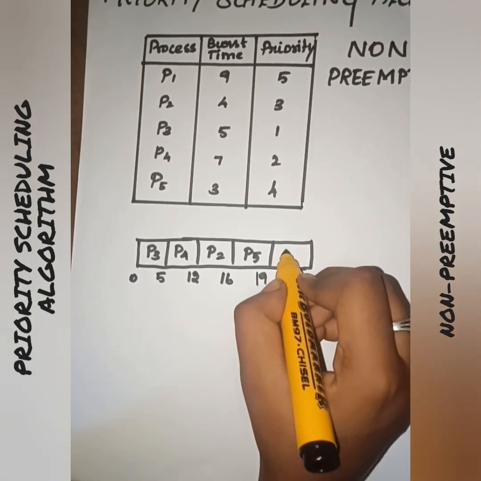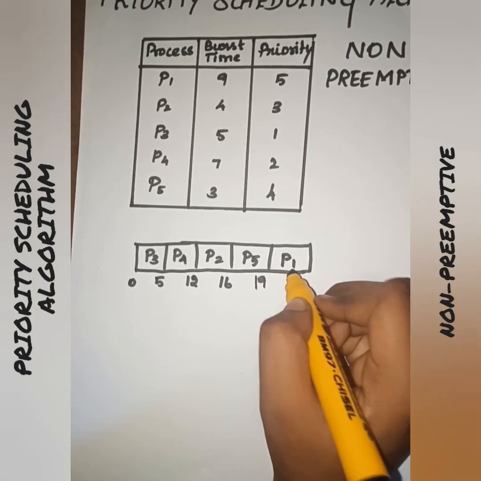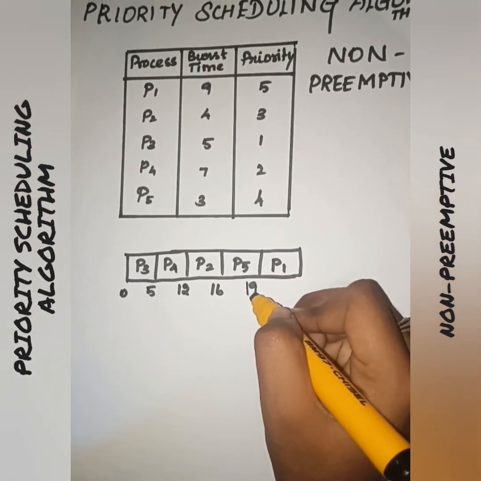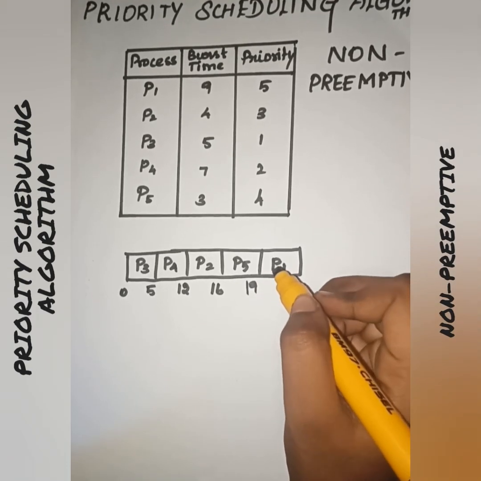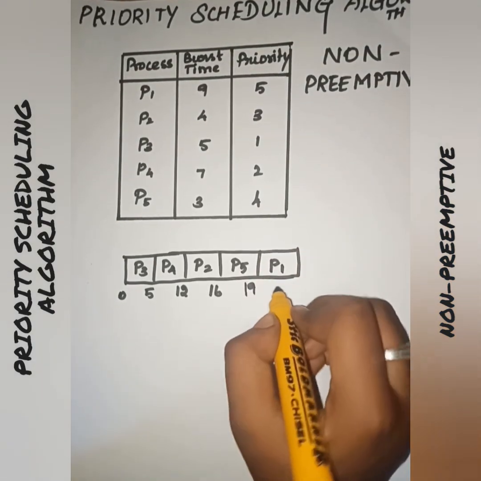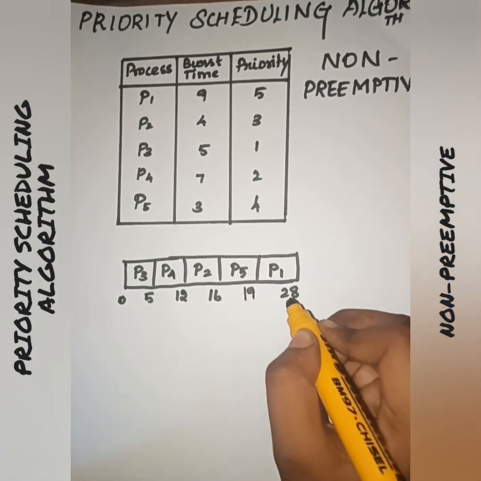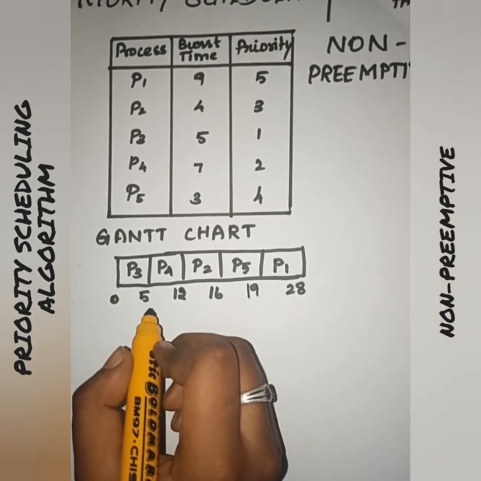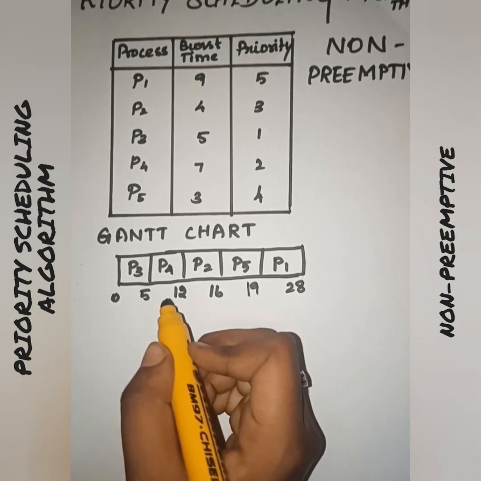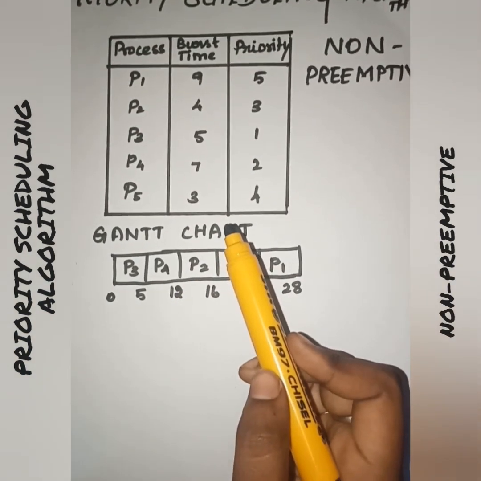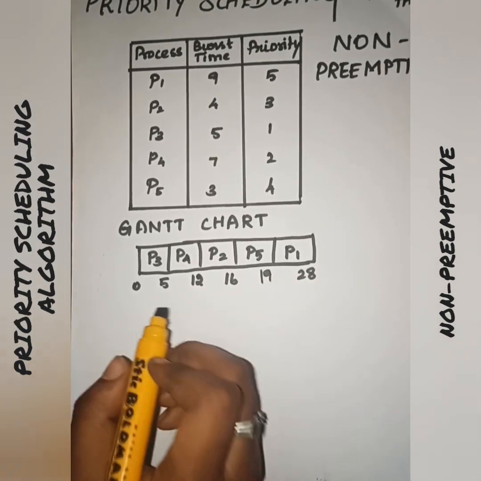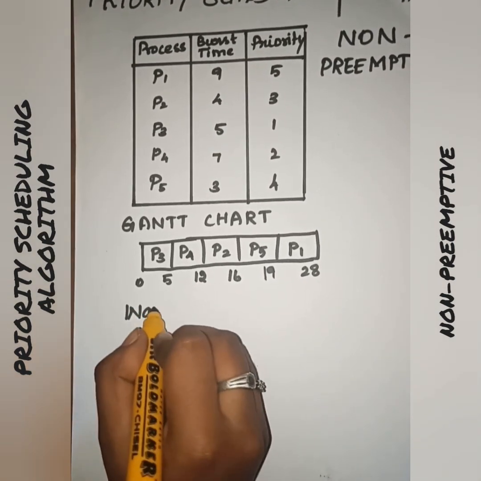Final process P1. The waiting time of P1 will be the execution time of P5, that is 19. Then the execution time of P1 is 19 plus 9 is equal to 28. As you can see in the Gantt chart, the processes are given burst time just on the basis of priorities. Hence we can see the average waiting time and average turnaround time.